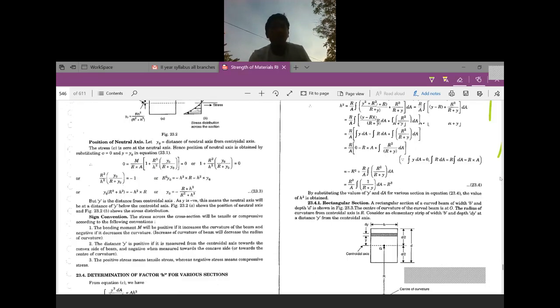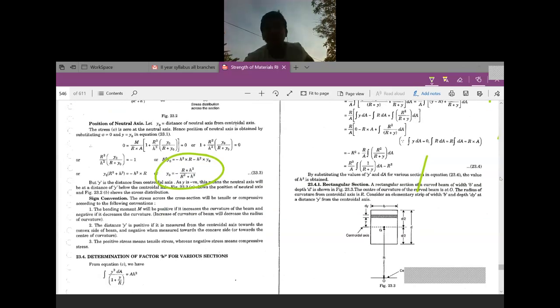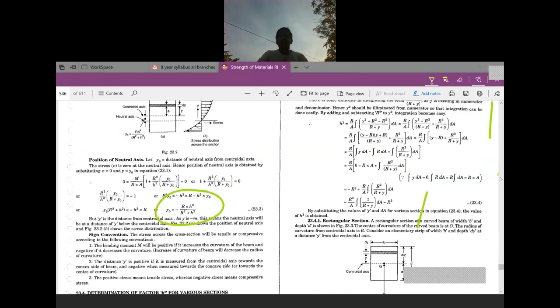Before that, you have the position of the neutral axis. For the position of the neutral axis, you have one formula: y naught is equal to r into h square by r square plus h square. The h square value will be calculated from here and substituted there. Here R is nothing but the radius of curvature of a beam.